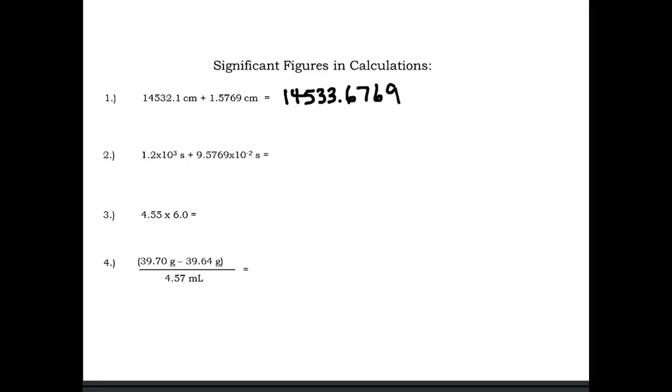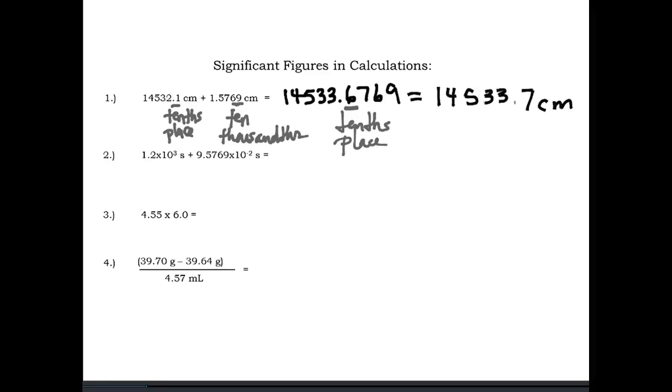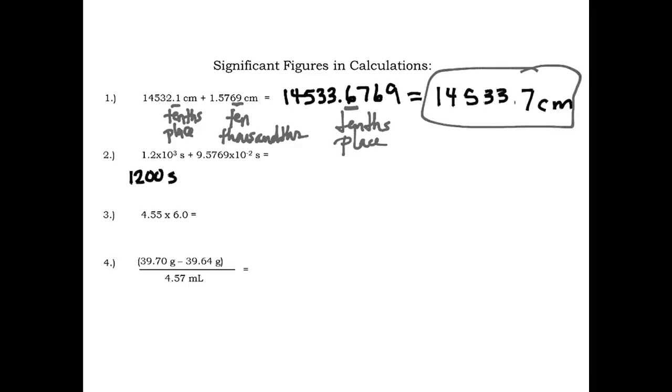And of course I know I have to round that. So I'm going to look at my first number. The first number appears to be accurate to 1 digit after the decimal, which is the tenths place. My second number is accurate to 4 digits after the decimal, which is the 10,000ths place. That means I need to round my answer to the tenths place, because that is the less accurate of those two, which means I'm going to round it to that 6. The 7 needs to round up, which means I need to round it to 14,533.7 centimeters. Now let's move on.